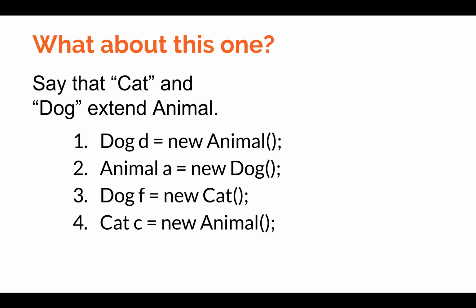Okay, so let's say that we have cat and dog both extending animal, and cat and dog otherwise have no relationship to each other. So I want to know which one of these are okay and which one is not. The first one, dog D equal to new animal. Is it okay? Is it not okay? Just scream it out. Not okay. What about animal A equal to new dog? All right. Dog F equal to new cat? No. Cat C equal to new animal? No. All right. So I think at this point you understand this step one to understanding static and dynamic type. This is step one.